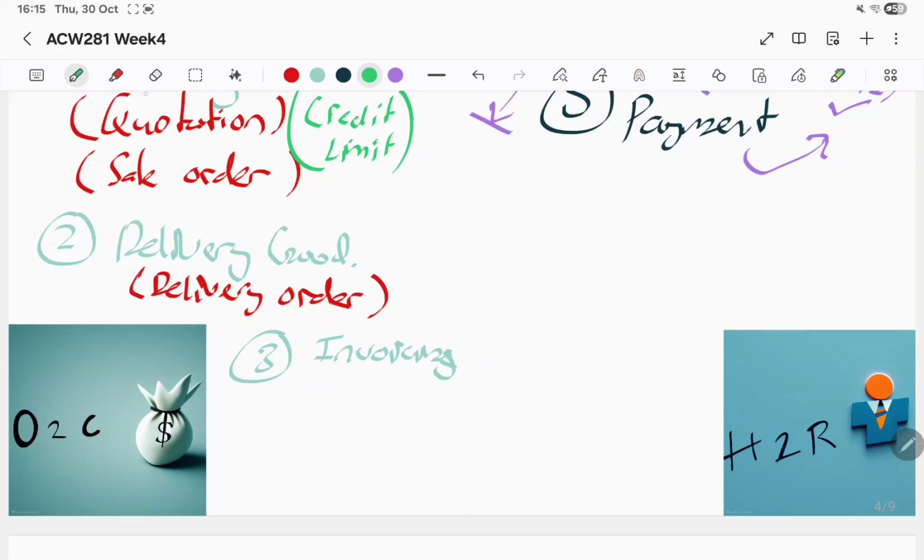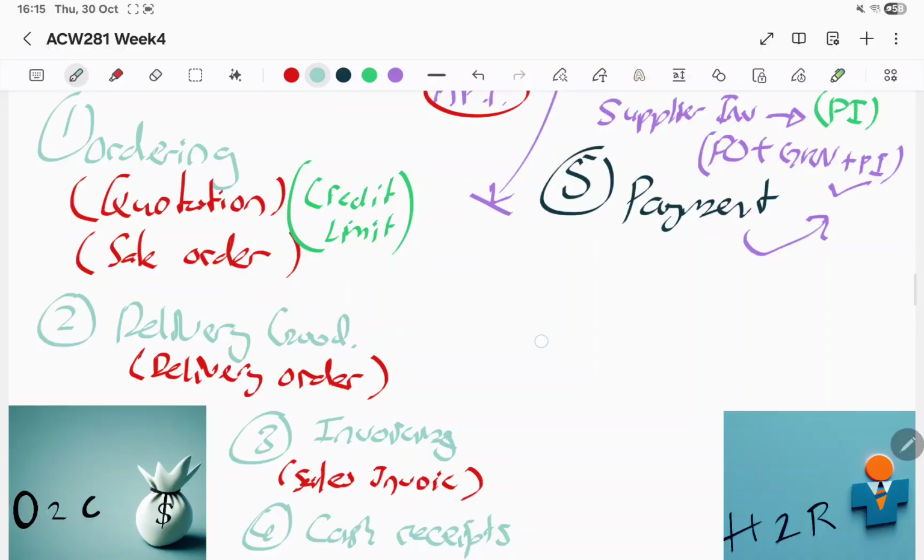Okay, then over here you have the sales invoice. And then finally you will have this cash receipt. Okay.